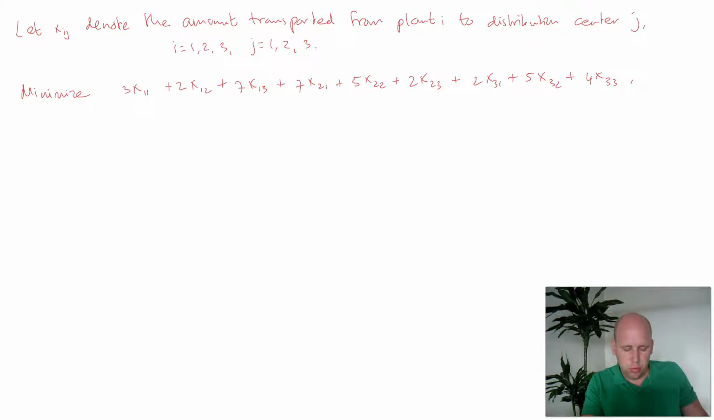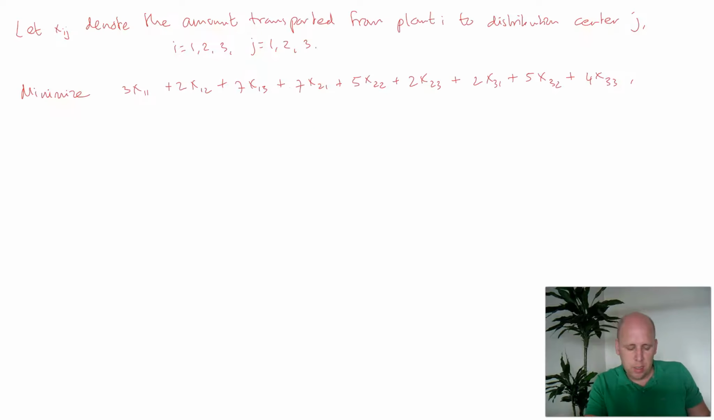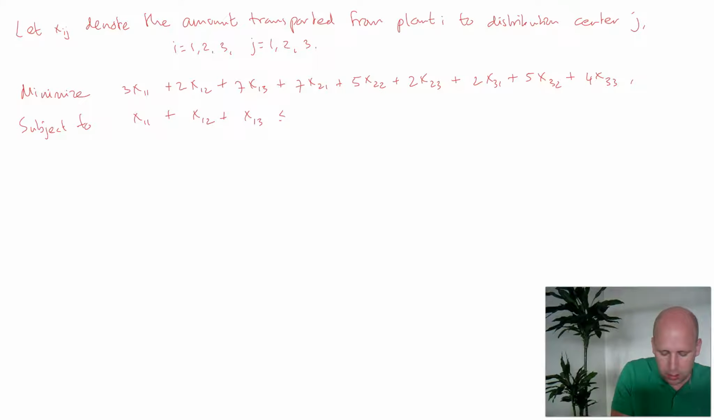And then we also have constraints, because there's only a certain amount that we can ship, for instance, from Cleveland. So the amount that we ship from Cleveland is X11 plus X12 plus X13, and that should be at most 5,000. So then we can start with the constraints. So subject to X11 plus X12 plus X13. This is how much we ship from Cleveland. This should be at most 5,000. We don't need to use all capacities, so smaller than or equal to 5,000. The other capacities are 6,000 and 2,500, and then the left hand sides.